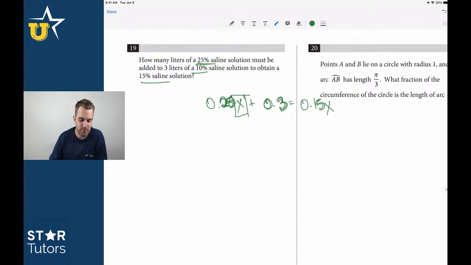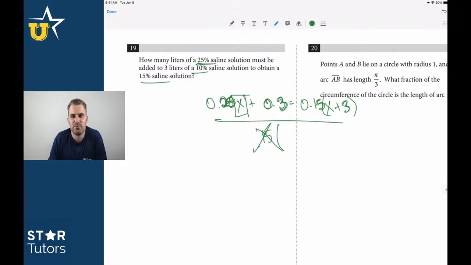Oh, thank you, Veronica. You're right. That's exactly what it should be. 0.15 times x plus 3. You got it. That's right. Yeah, so that's how you solve for it. And then you just solve from there for x. That's the number of liters needed for the solution.